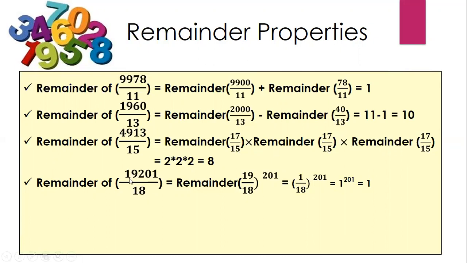Same way, remainder of 19 power 201 when divided by 18, what is the remainder? So remainder of 19 by 18, to the whole power 201. 19 when divided by 18, the remainder is 1. So 1 power 201 will be 1. So our remainder will be 1.